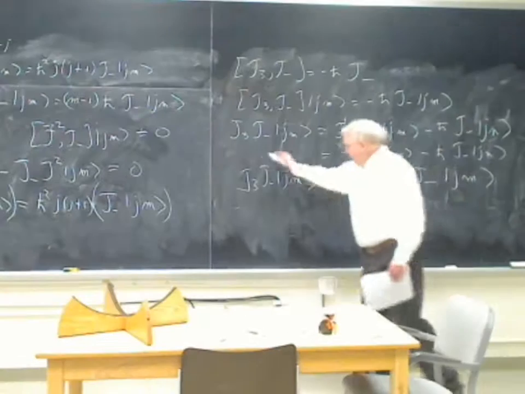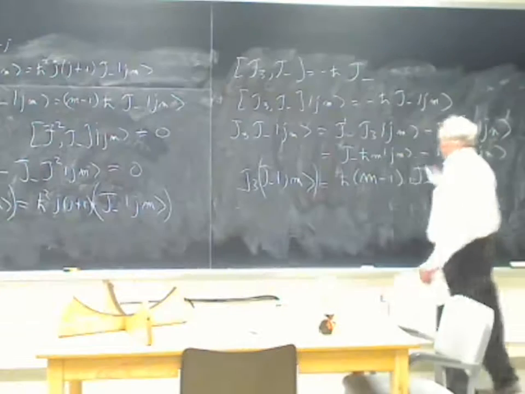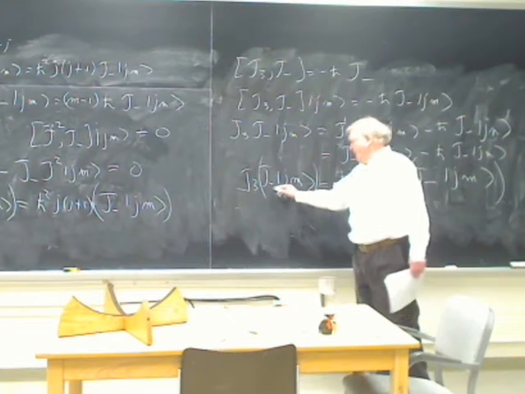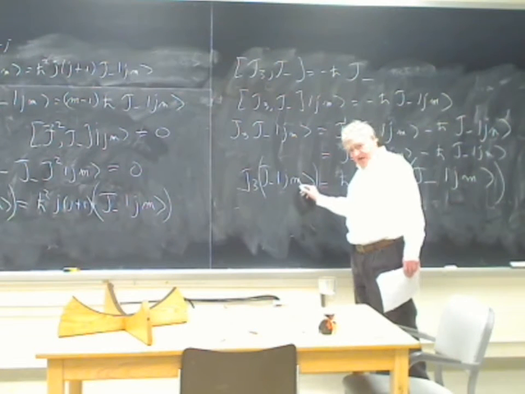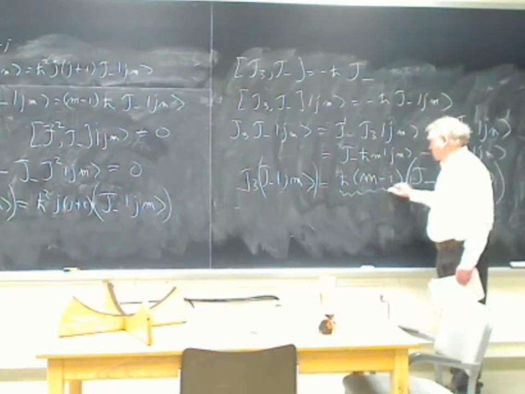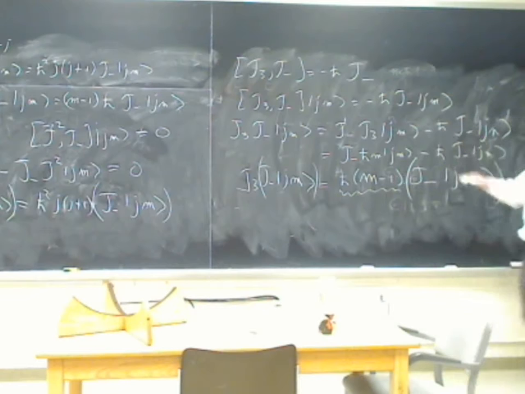So now if we write out parentheses like this, we see that J minus on the state |jm> is an eigenvector of J3 with eigenvalue h bar (m minus 1). So it's down 1 on the ladder.